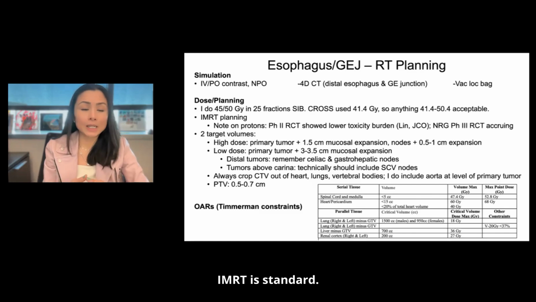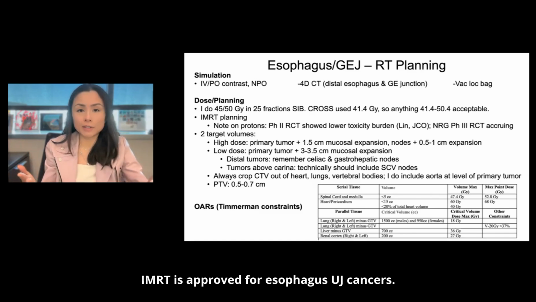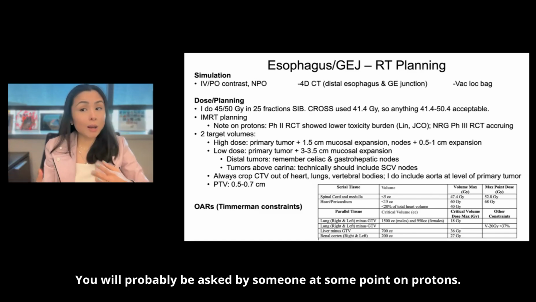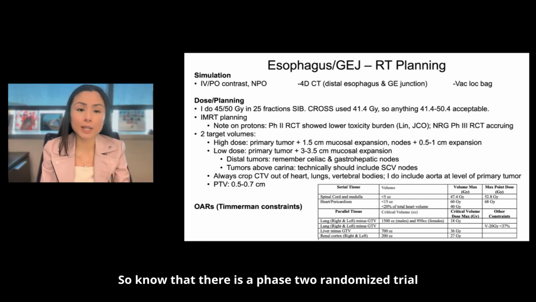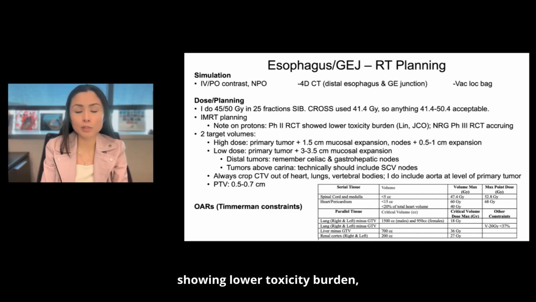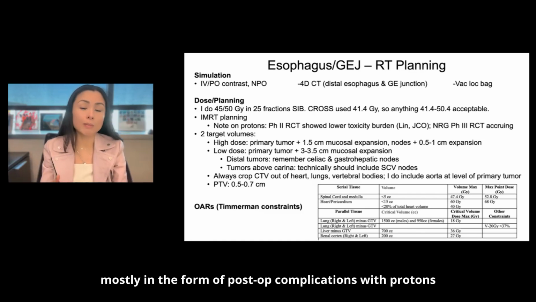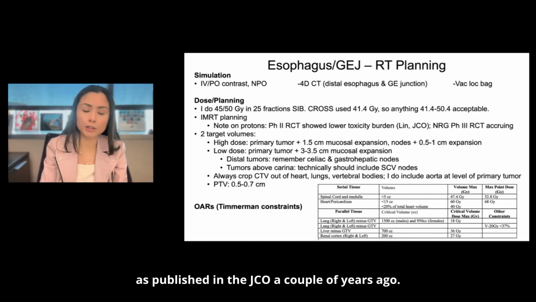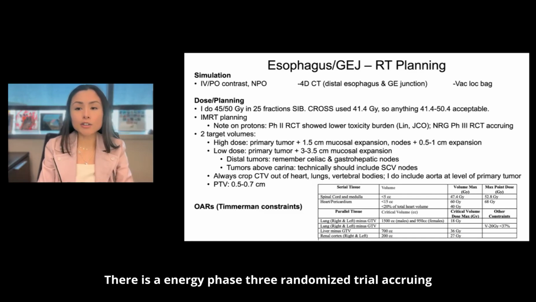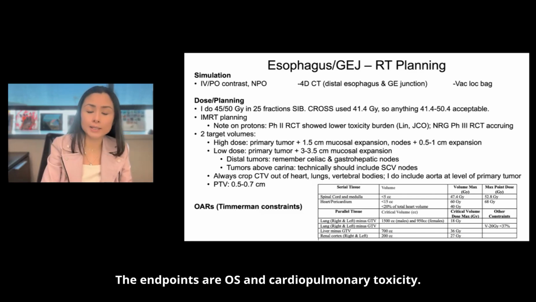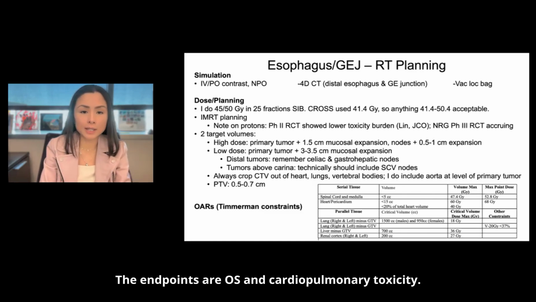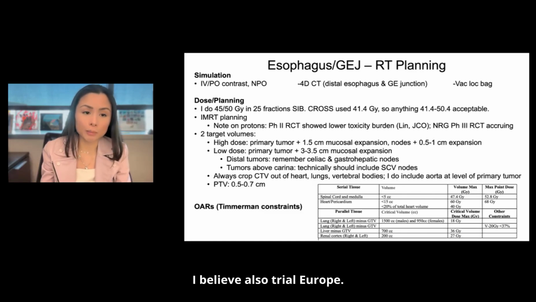IMRT is standard. IMRT is approved for esophagus and GEJ cancers. You will probably be asked by someone at some point about protons. So know that there is a phase 2 randomized trial showing lower toxicity burden, mostly in the form of post-op complications with protons, as published in the JCO a couple years ago. There is an NRG phase 3 randomized trial accruing that should answer that question hopefully definitively. The endpoints are OS and cardiopulmonary toxicity. I believe also a trial in Europe.